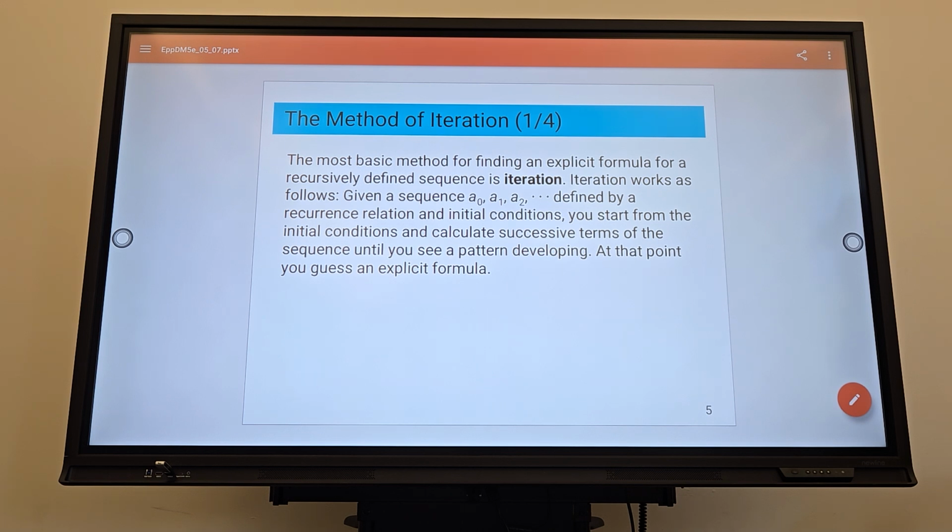The most basic method for finding an explicit formula for a recursively defined sequence is iteration. Iteration works as follows. Given a sequence defined by a recurrence relation and initial conditions, you start from the initial conditions and calculate successive terms of the sequence until you see a pattern developing. At that point, you can guess an explicit formula.